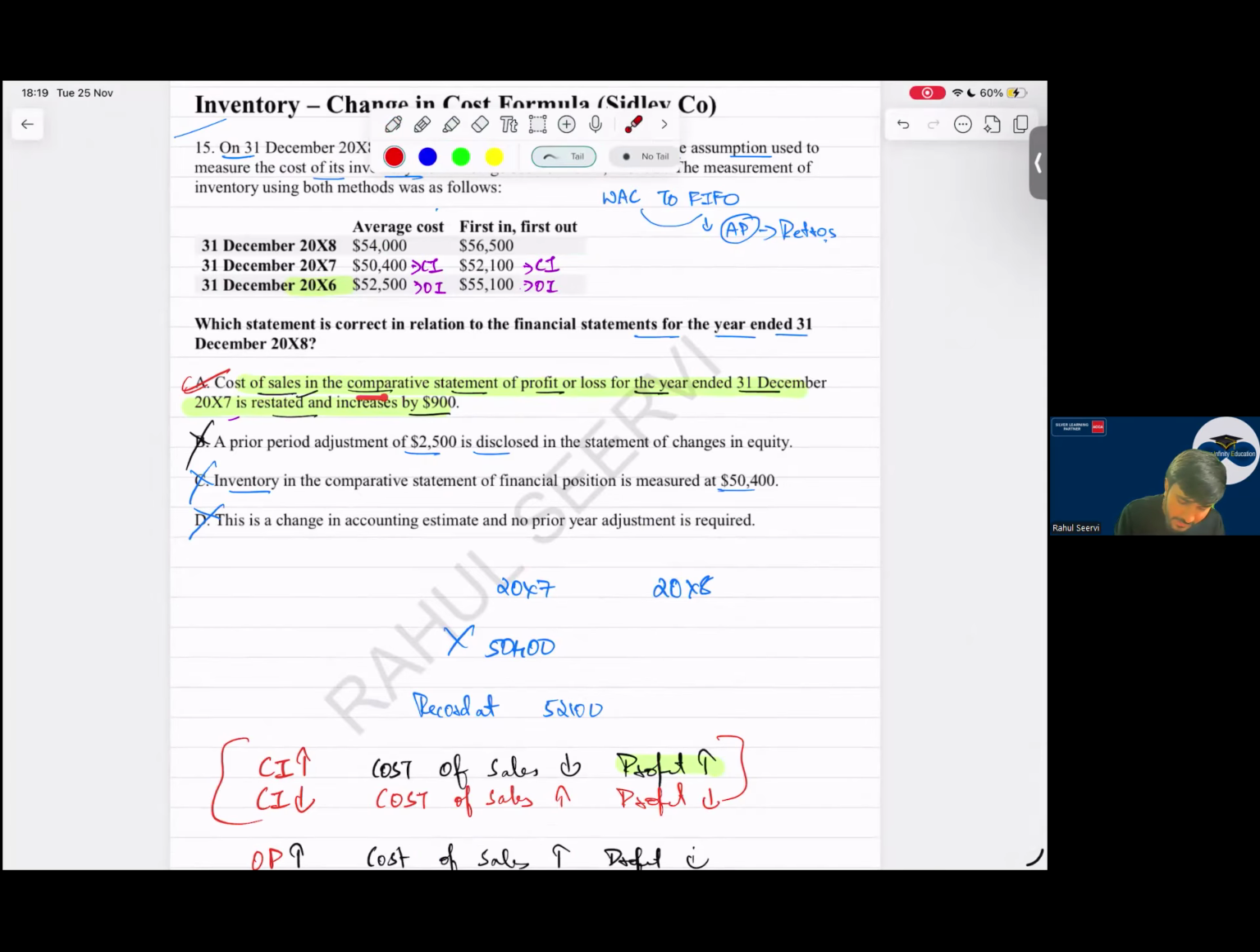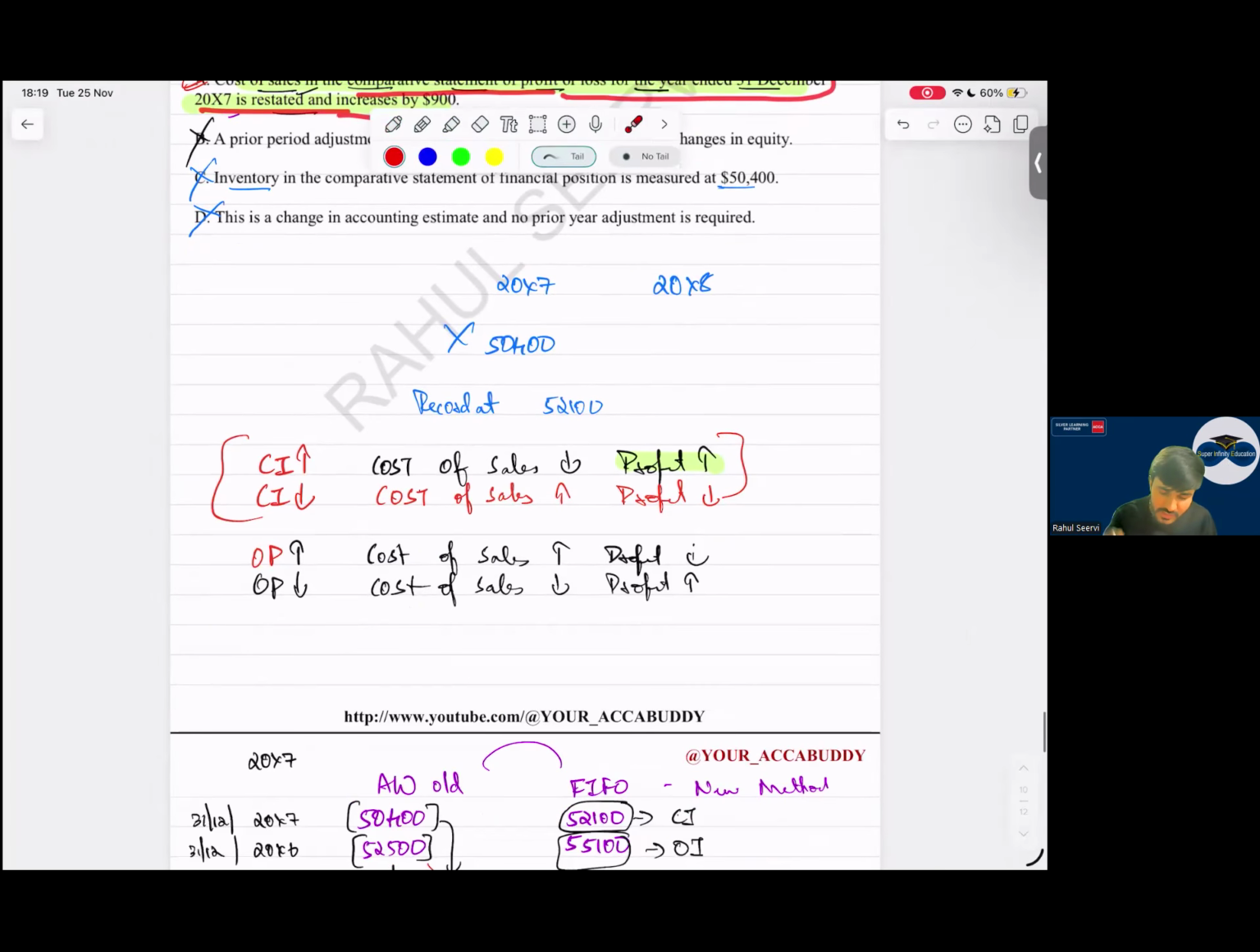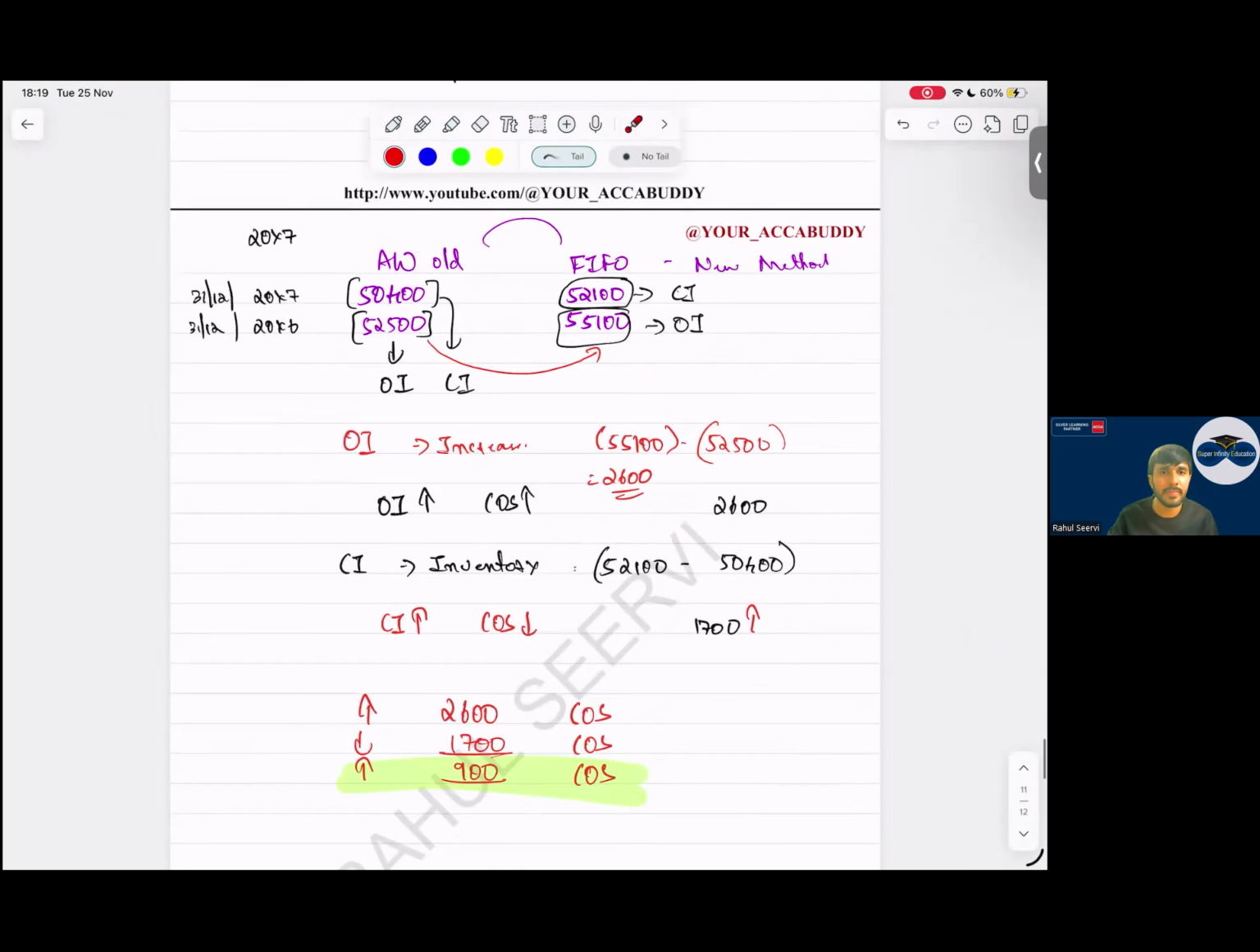Cost of sales in comparative statement of profit and loss, 31st December, is restated and increased by 900. We have increased it by 900. A very important one. You have MCQs. We have done MCQs in the class. If you remember, retained earnings adjustment, increase in cost of sales. Same question.